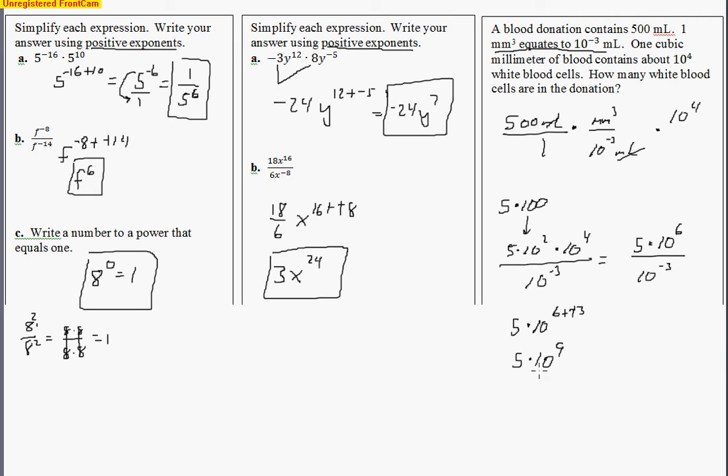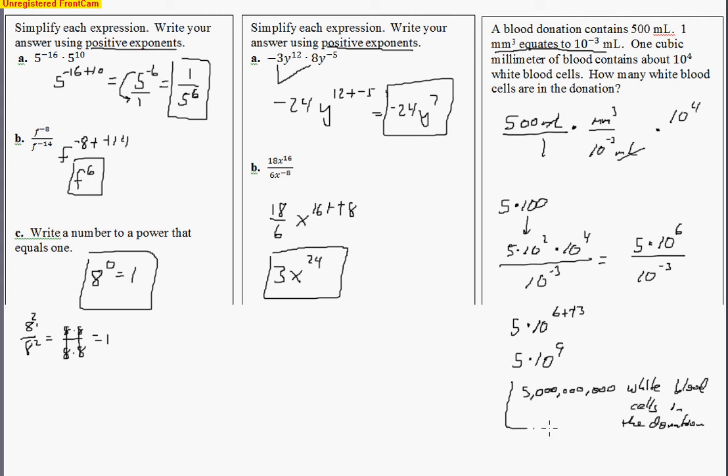If I write out 10 to the 9th power, that's going to end up being a billion. That's what 10 to the 9th is. So 5 times a billion leaves me with 5 billion. So there's a million, and here's a billion. That's how many white blood cells are in the donation.